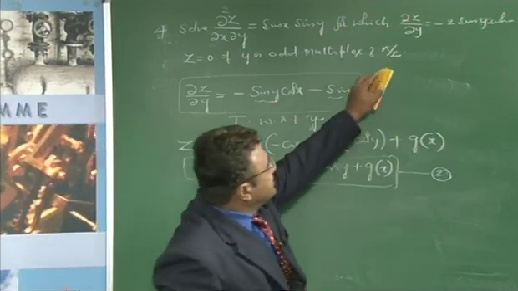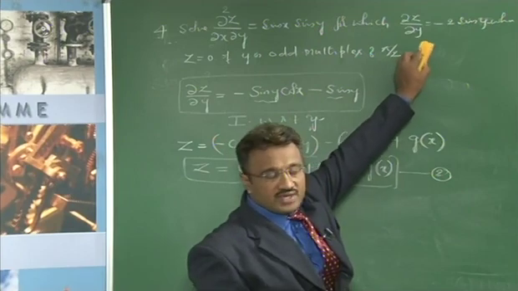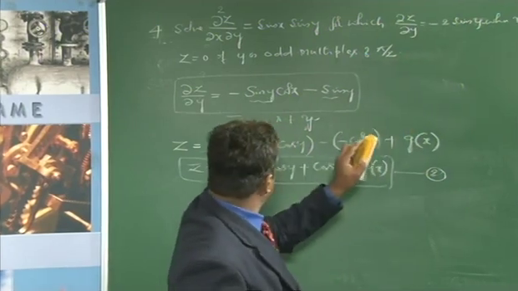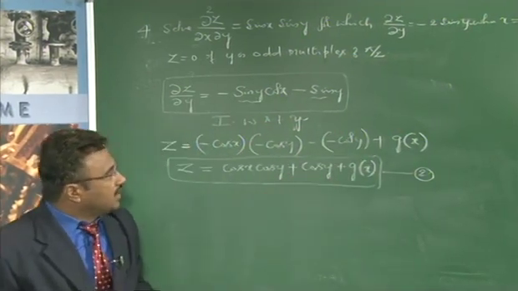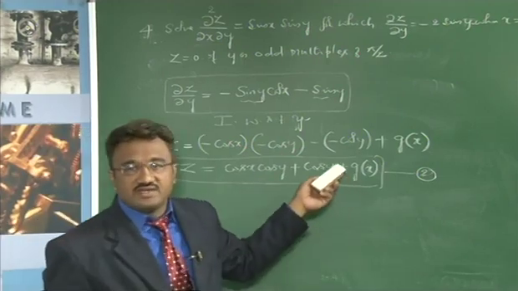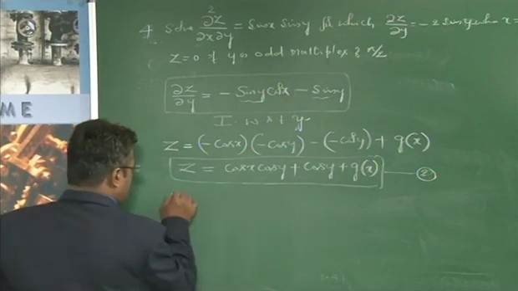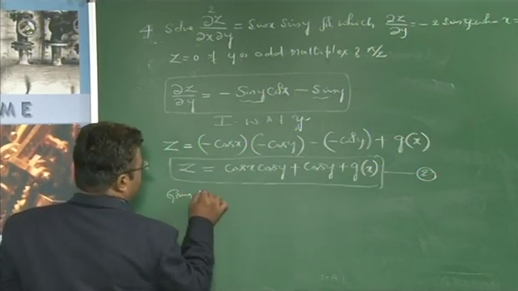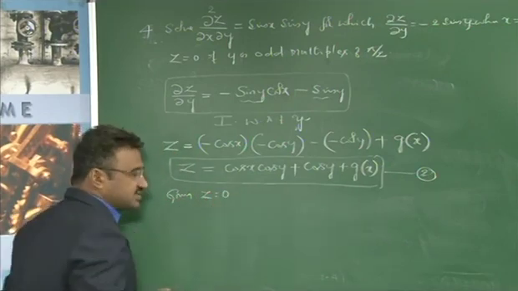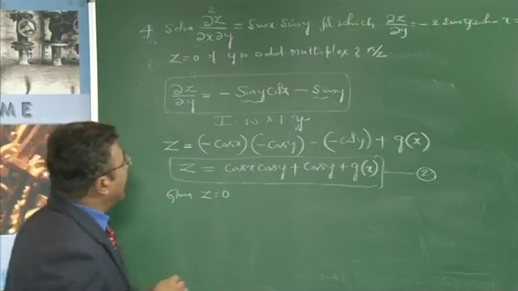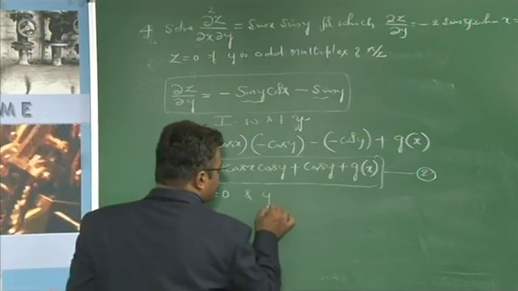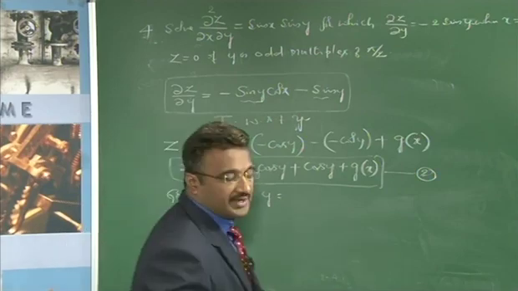Now use the second condition, already given as the initial condition. One condition we already used to extract the value of dou f of y. Now I am going to extract the value of g of x by using the second condition. What they have given here is z equal to 0, so in place of z you put 0, and here they are giving y is an odd multiple of pi by 2.